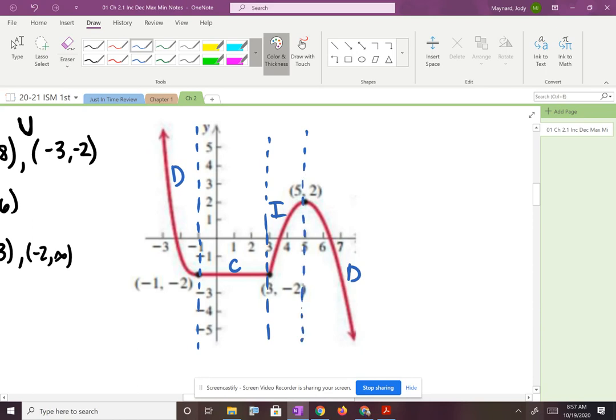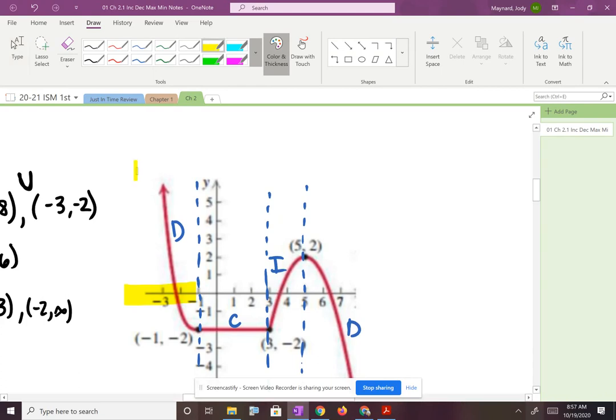Not perfectly straight, but they'll do. All right, so this first interval right here, the first interval that we are decreasing over, where does this interval start and stop? Good. Negative infinity to negative 1. Parentheses or brackets? Parentheses on both of them.